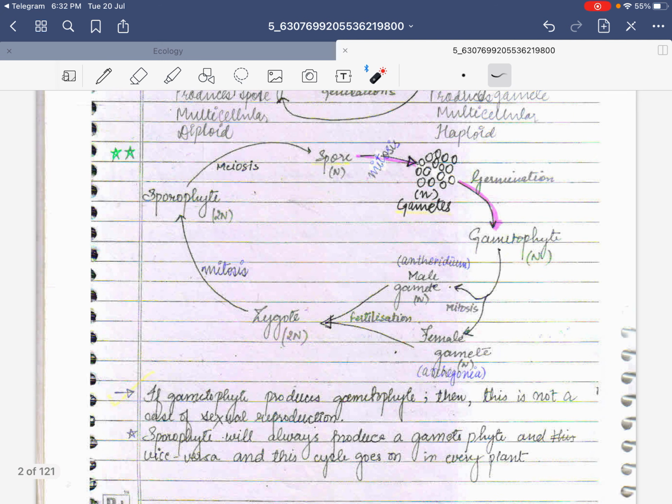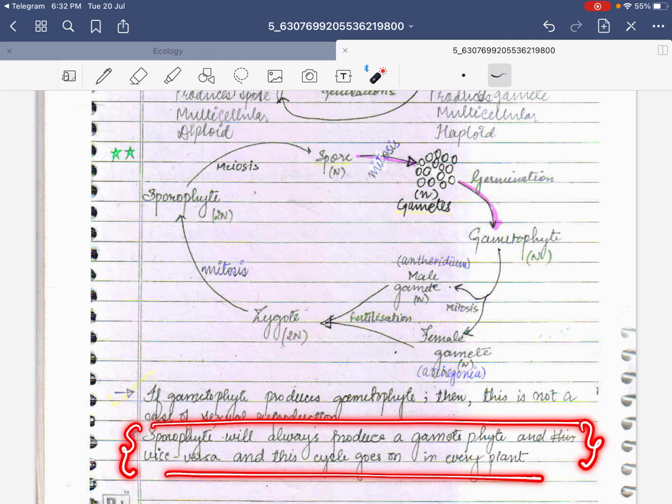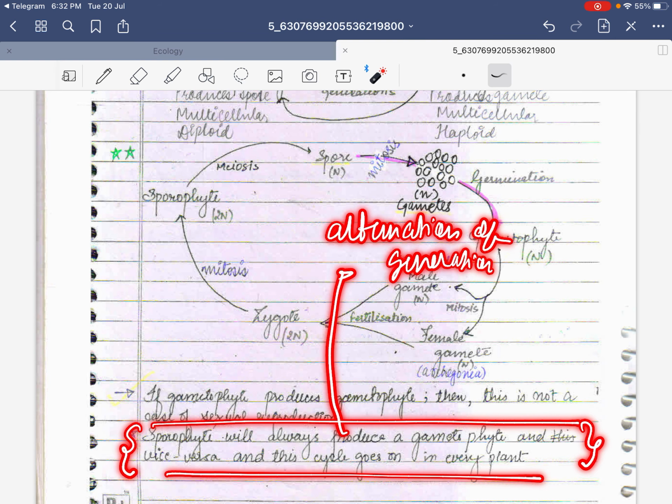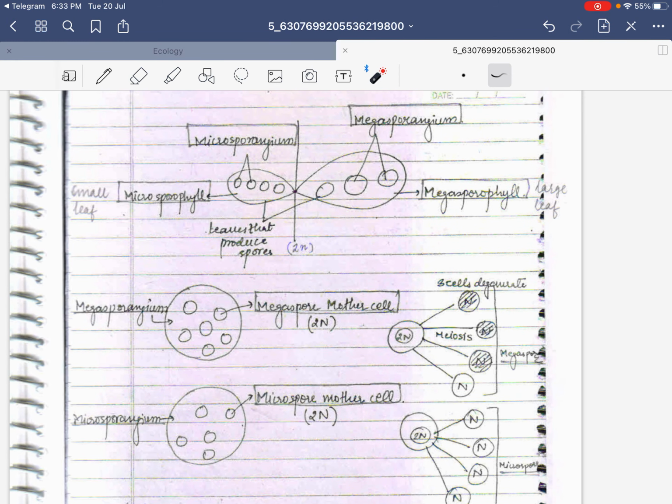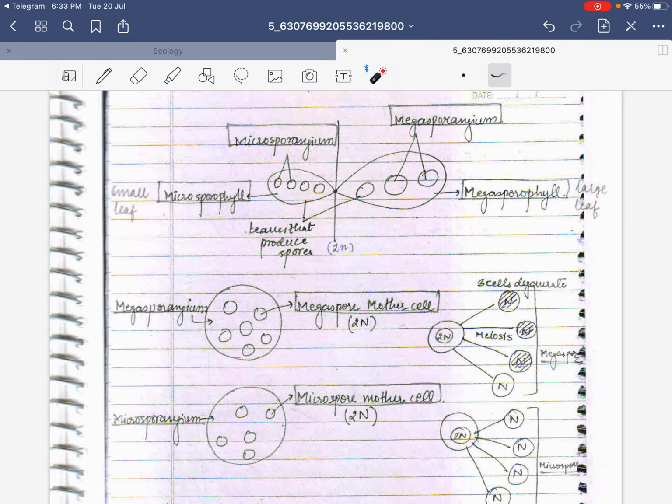Now, just look at these two sentences. If gametophyte produces gametophyte, then it is not a case of sexual reproduction. Sporophyte will always produce gametophyte and vice versa. And this cycle goes on in every plant. This is what is called the alternation of generation. Right?